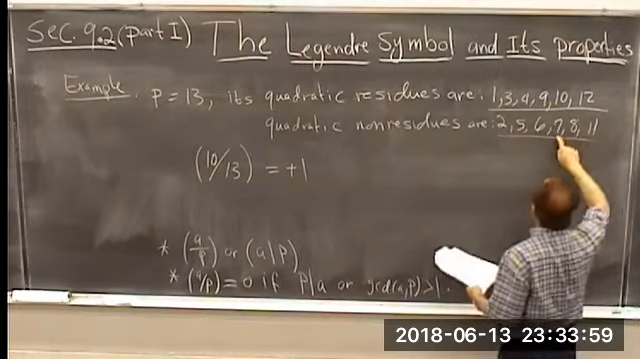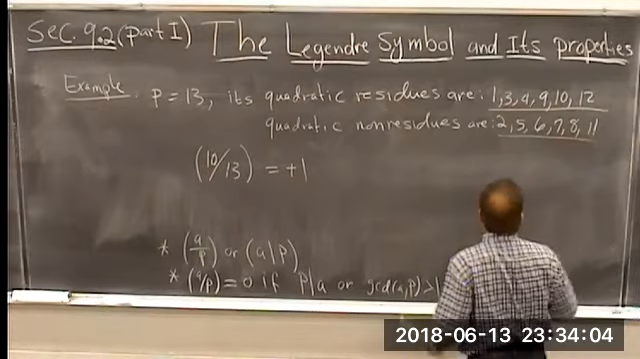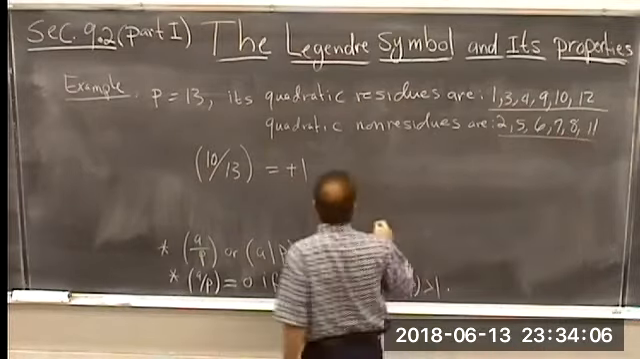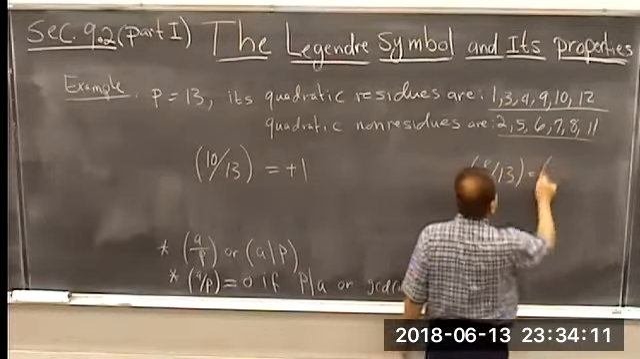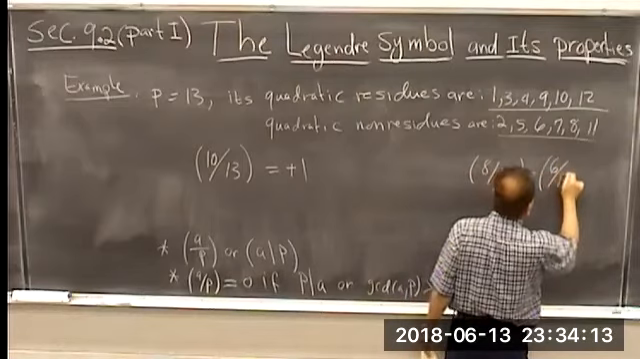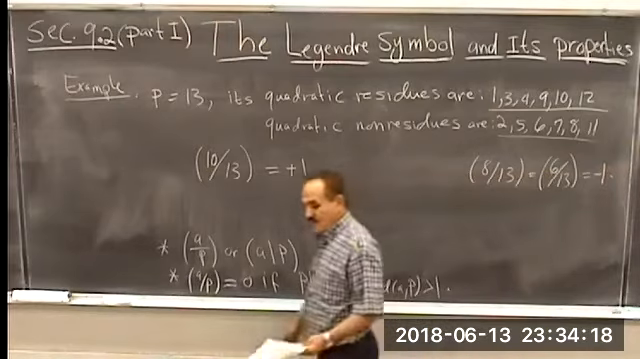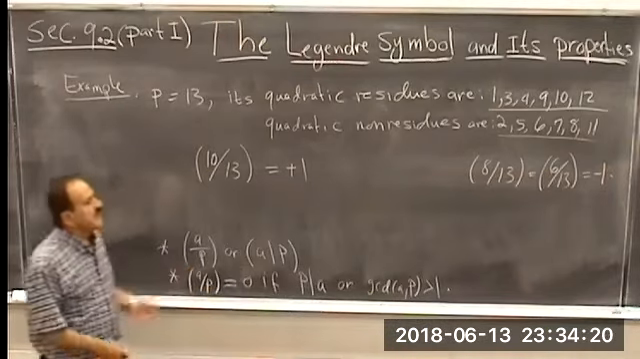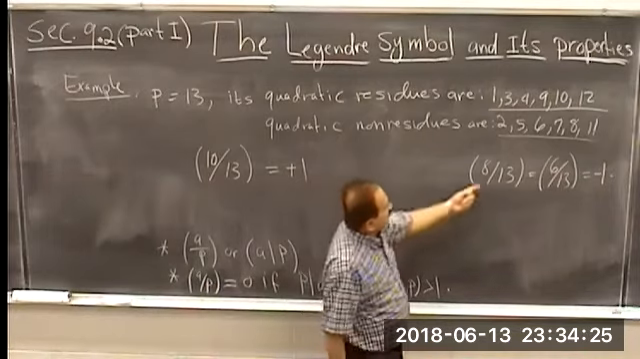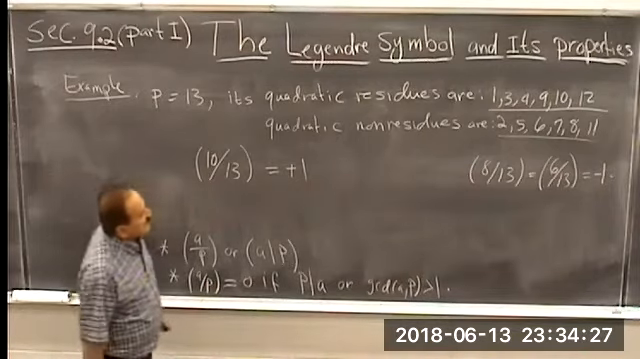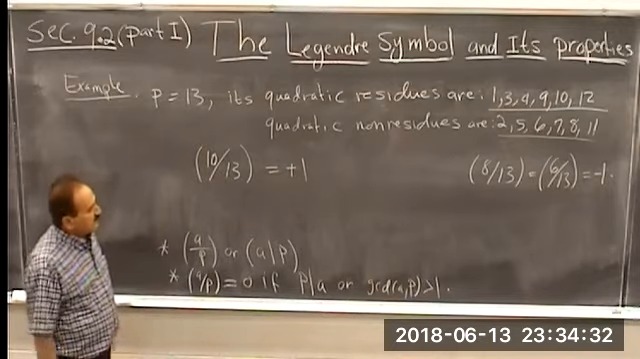All right. So if I take in here a quadratic non-residue, I don't know, 8 by 13 is the same as 6 by 13, and this is equal to -1. So as I said, it's an indicator. It is just a flag that flags out if an integer is a quadratic residue or quadratic non-residue.